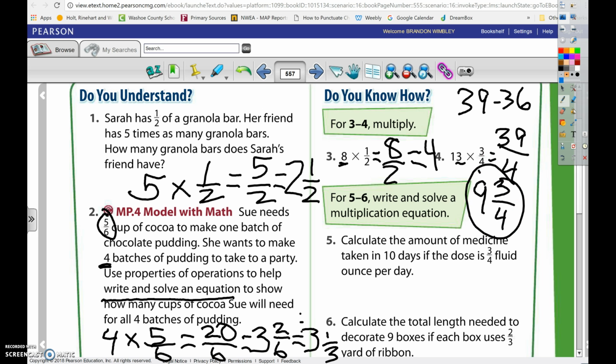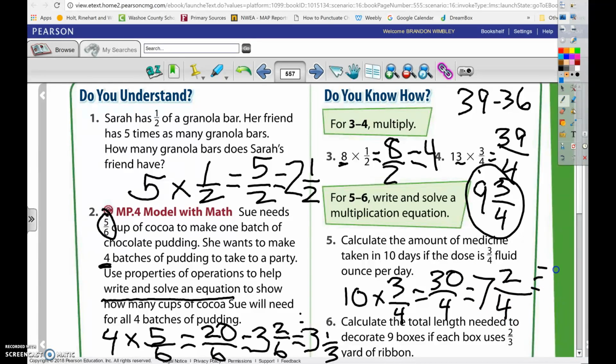All right, number 5, calculate the amount of medicine taken in 10 days. So here I have 10 groups, being 10 days, if each dose is 3/4. So I have 10 times 3/4, because 3/4 is my amount. I multiply, and I get 30/4. And here I'm thinking, how many groups can I take out to make a whole? 4 goes into 30 7 times, and I would have 2 left over. 30 take away 28 is 2 in my numerator. And hopefully I recognize 2/4 is the same as a half, so I have 7 1/2 for my final answer.